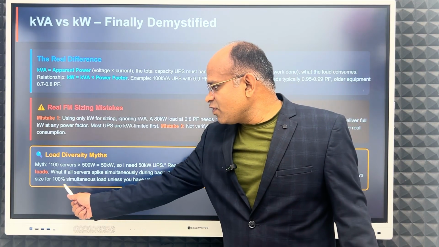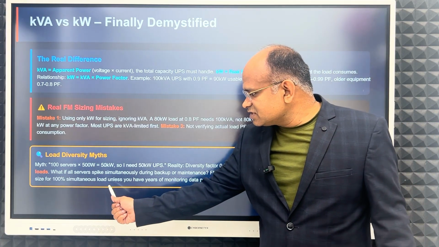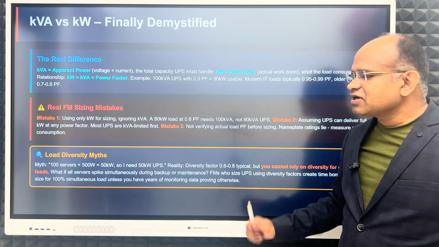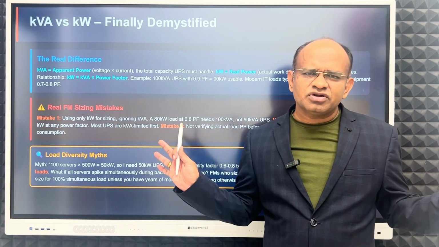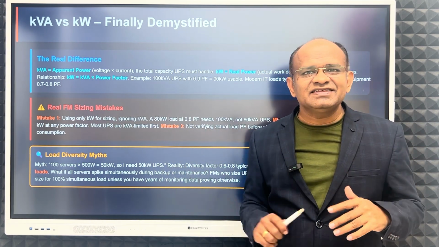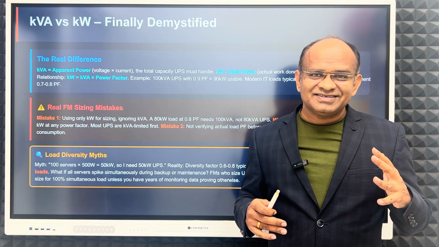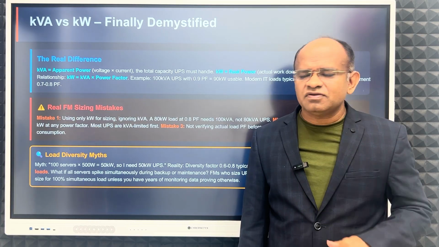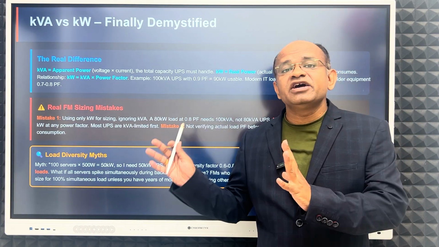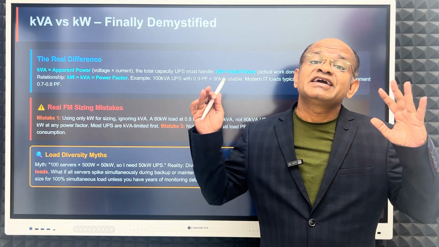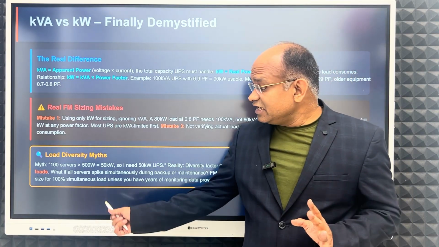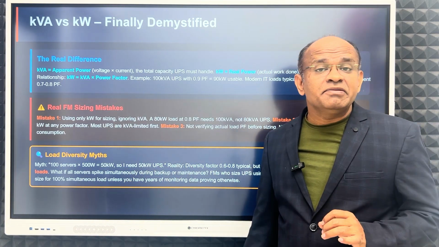So always size for 100% simultaneous load unless you have years of monitoring data proving otherwise. So size for 100% load, no matter. Sizing should always be on the higher side. We have seen the sizing formulas, the thumb rules of sizing. So always size for 100% load simultaneously. Though you will have a bigger UPS, this is catering to very critical load, and that is okay to spend more money on UPS. So don't go on diversity myths.